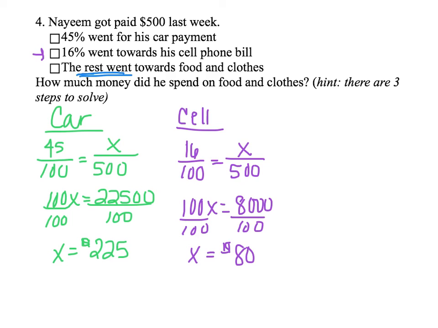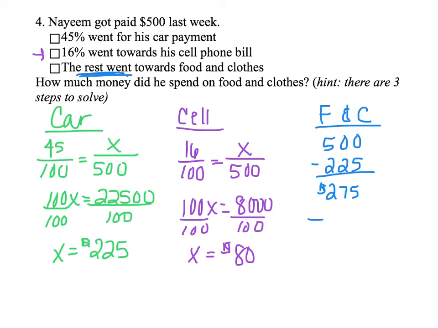Third step, the rest went towards food and clothes. So he started with 500. Take away what he spent on his car payment. So $275. Take away what he spent on his cell phone. So he has $195 left for food and clothes.